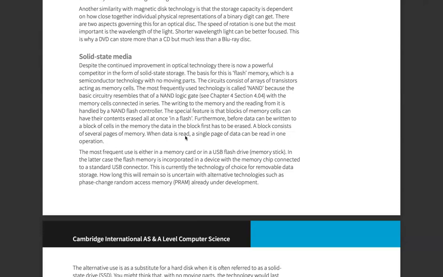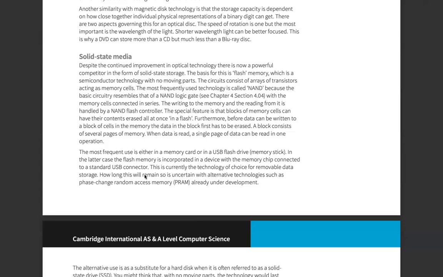When data is read, a single page of data can be read in one operation. So the most frequent use is either in a memory card or in a USB flash drive and memory stick. In the latter case, the flash memory is incorporated in a device with the memory chip connected to a standard USB connector as well. අපි කොහොමද දන්නවනේ එක මේ connect කරන්න USB connector එකකින් කියලා. This is currently the technology of choice for removable data storage.